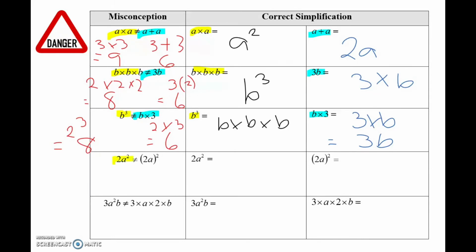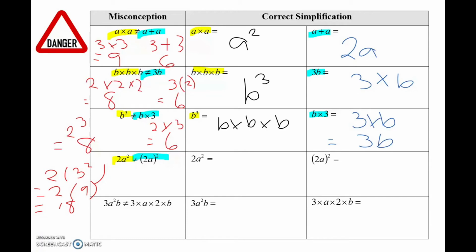2A squared is not equal to 2A whole bracket squared. Let us substitute in numbers. We let the value for A to be 3. So therefore 2A squared is 2 times 3 squared, which gives us 2 times 9, and it can be simplified as 18.